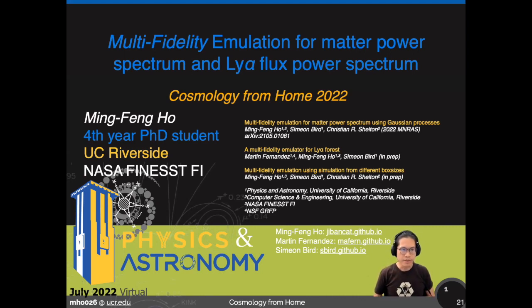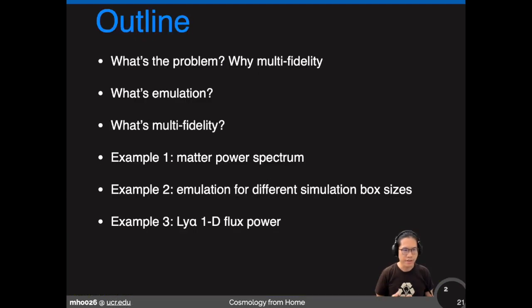So today I will talk about how to use multi-fidelity emulation to cheaply emulate your summary statistics. I will cover one published paper and two ongoing projects, including emulating Lyα flux power. In the outline of this talk, I will first talk about what the problem is, why we need multi-fidelity, what emulation is, and what multi-fidelity is. Then I will give three examples, including matter power, emulating different box sizes, and emulating Lyα flux power.